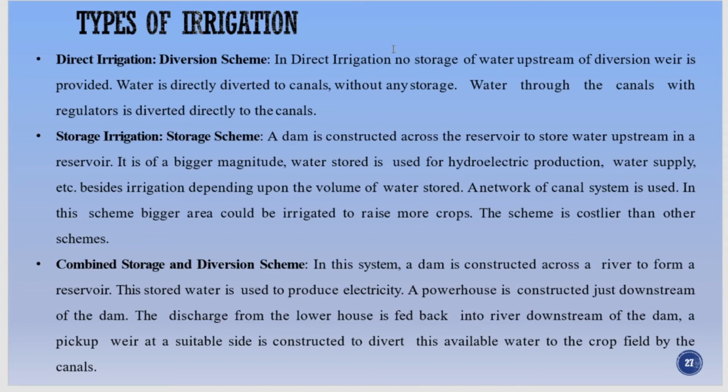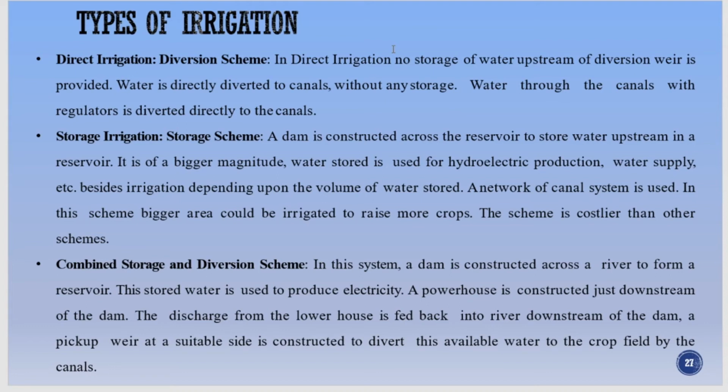Okay, right. So what are the types that we adopt? One is direct irrigation or diversion scheme. Then we have storage irrigation or storage scheme. Then we have combined diversion and storage scheme. Okay, the name itself explains what this basically is. In direct irrigation, there is no storage of water being done. What they do is they construct a barrier or a weir.